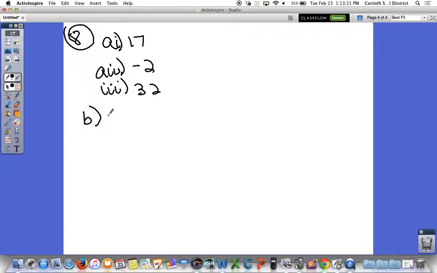Now let's talk about B. It says the numbers in the sequence increase by the same amount each time. I've got 11, blank, blank, 35. What are the missing numbers? 19 and 27. Who all did that by trial and error?